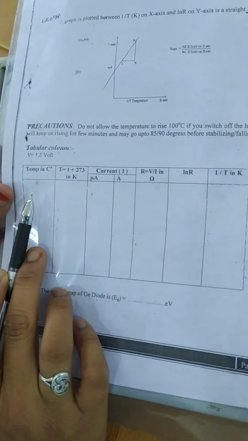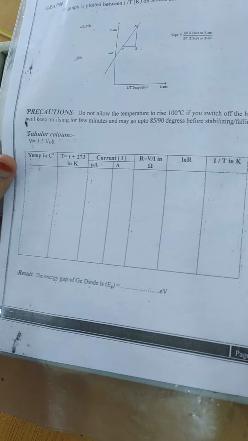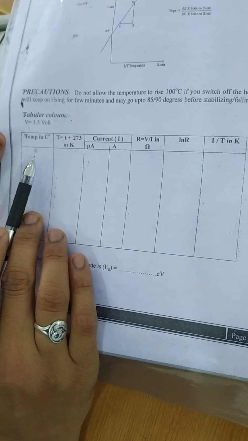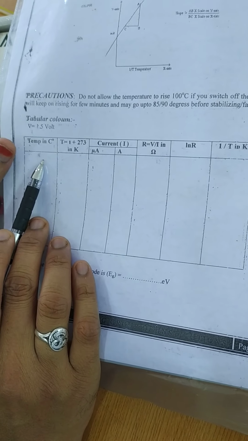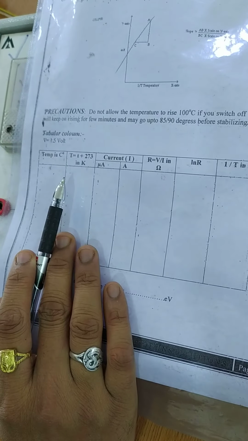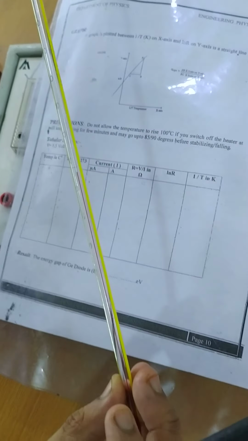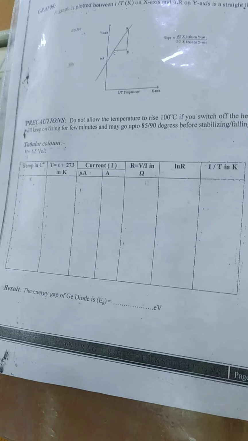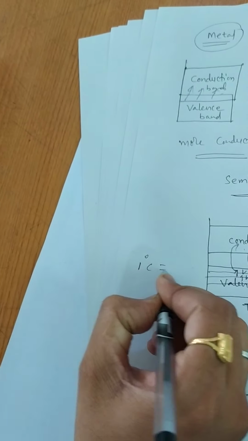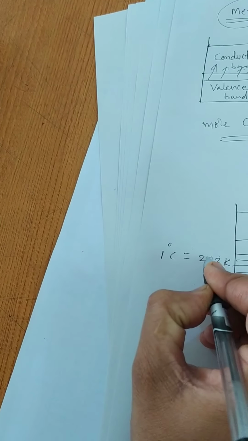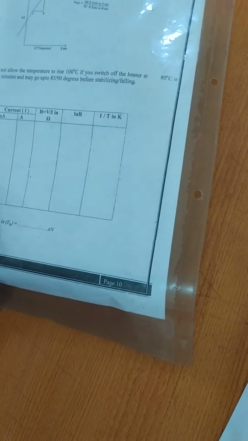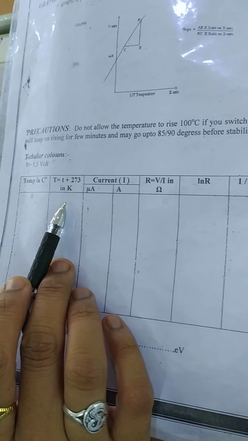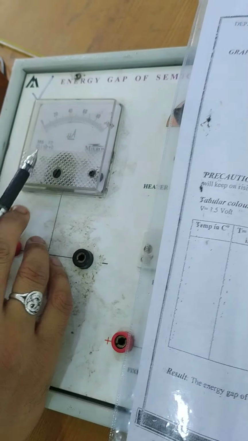First we'll raise the temperature. For example, we'll go to a higher temperature, maybe approximately 80 degrees Celsius or 90 degrees Celsius. This thermometer temperature is in centigrade, so I'm going to convert it into Kelvin. Usually 0 degrees Celsius is equal to 273 Kelvin. So for example, if I have 80 degrees Celsius here, I'm going to convert it into Kelvin, and corresponding to the temperature, whatever current we can see in the ammeter, that's what we are going to note down here. So you can see the ammeter reading here.